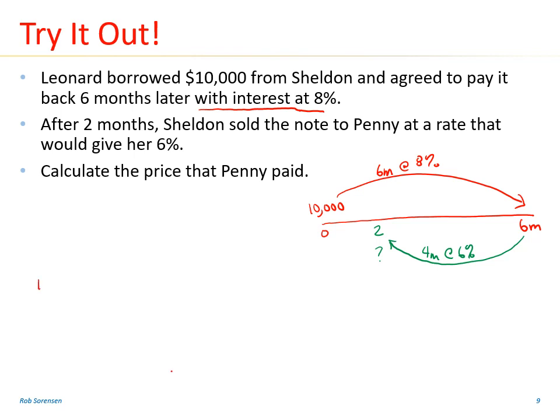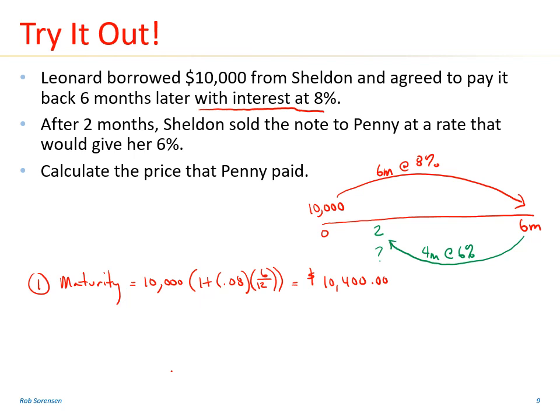Again, isn't it just the 2 steps? So first we find the original maturity at 6 months, right? And that's going to be equal to 10,000 going forward at 8% for those 6 months. And that works out to be $10,400. Exactly.